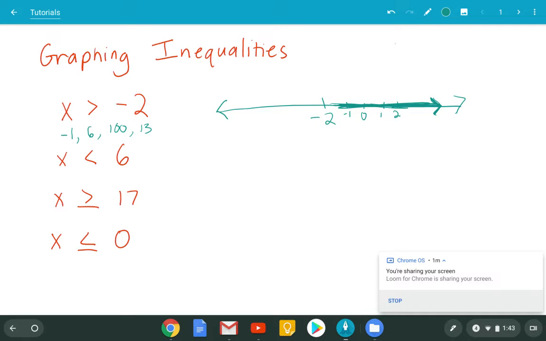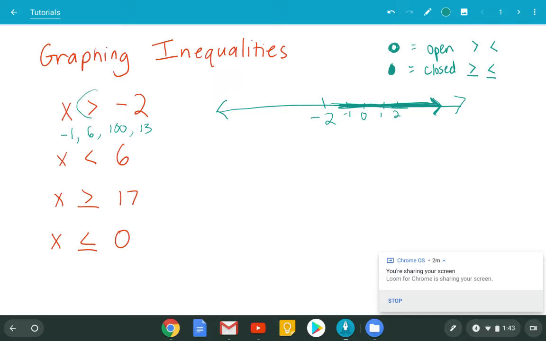So we have two options. We either have an open circle, which means that -2 is not an option. So anything up until -2, but not exactly. So this is an open dot, and that is just greater than or less than. And then we also have a closed dot. And when you have a closed dot, that means that your answer is an option. So when you have a closed dot, that would mean you have a greater than or equal to symbol or a less than or equal to symbol.